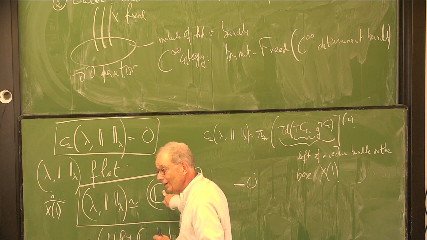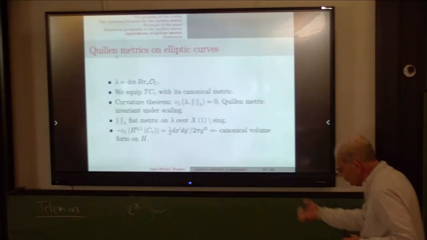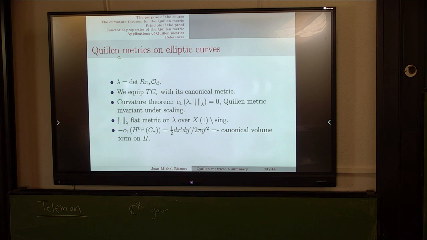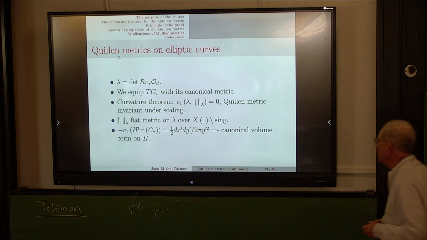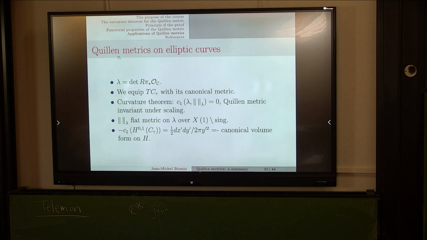Yeah. So what I'm saying is that the c1 of the cohomology of the fiber in degree one, which is generated by dz bar, so you know what the norm is, you compute the c1 form, and what you get is the canonical volume form on the upper half plane, which I wrote here as dx' dy' divided by y' squared, the canonical hyperbolic volume form.